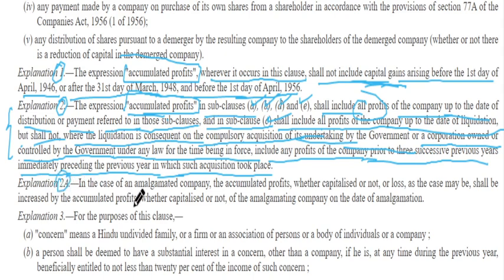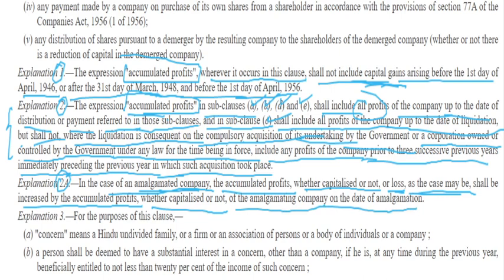Now Explanation 2A: In case of an amalgamated company, accumulated profit, whether capitalized or not, or loss as the case may be, shall be increased by the accumulated profit, whether capitalized or not, of the amalgamating company on the date of amalgamation. So this is what it says.